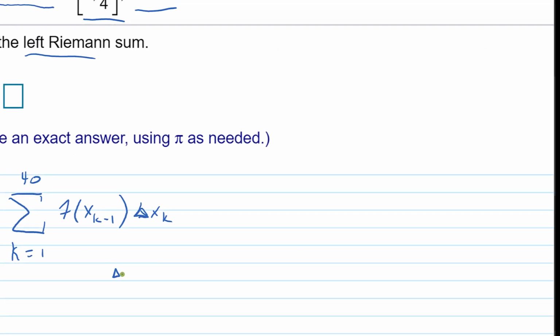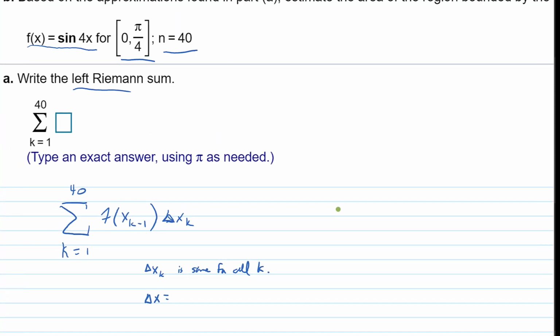One is that delta xk is the same for all k. And in fact, we'll just call it delta x. And what is delta x equal to? Well, delta x is equal to the right endpoint, which is pi over 4, minus the left endpoint, which is 0, all over the number of rectangles, which is 40. And if I do some cleaning up, we can rewrite that as pi over 160. Okay, great. So we can express this as pi over 160 for our delta x.